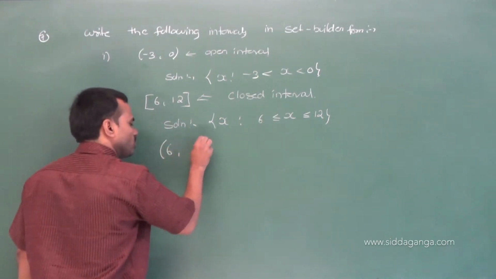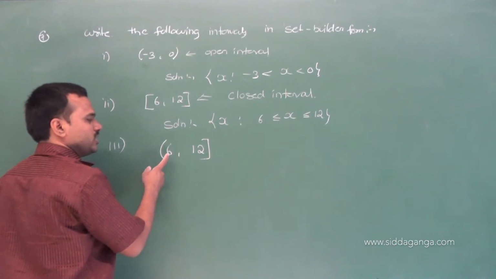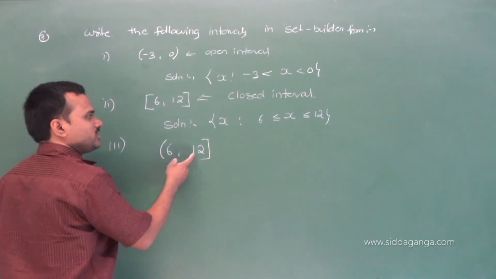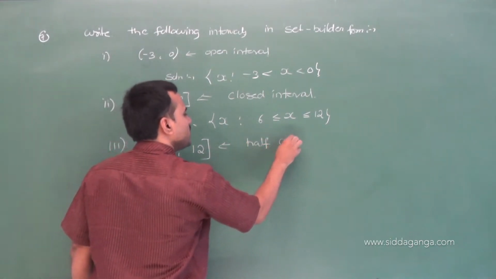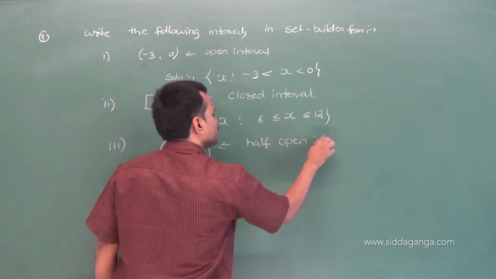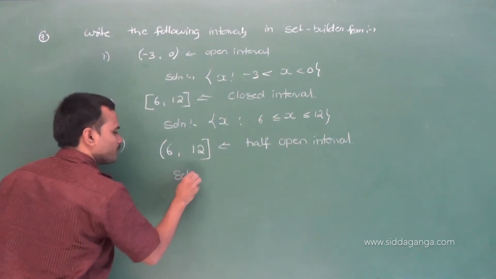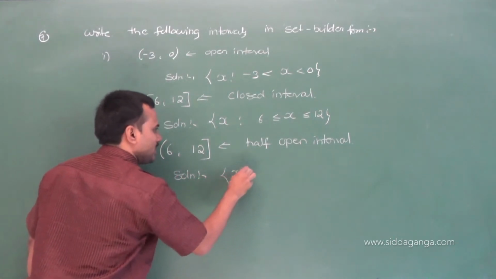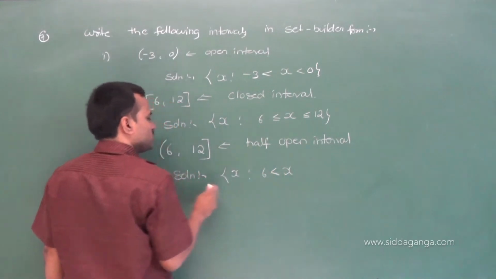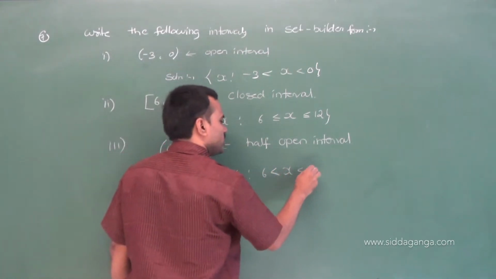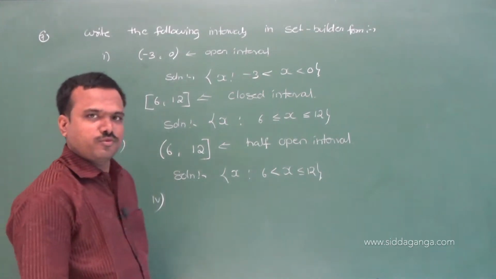6 comma 12. Observe carefully. Half open interval or half closed interval. 6 is excluded, 12 is included. Half open interval or else half closed interval. Solution. X such that 6 is excluded means greater than 6. 12 is included, less than or equal to 12. Fourth question.